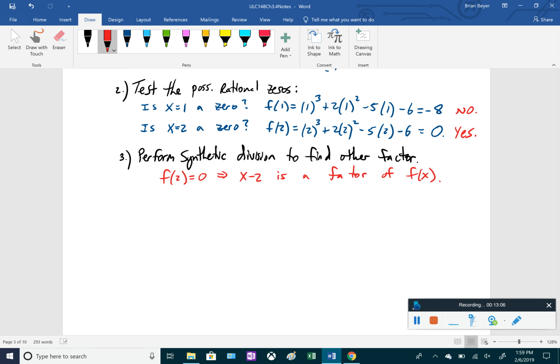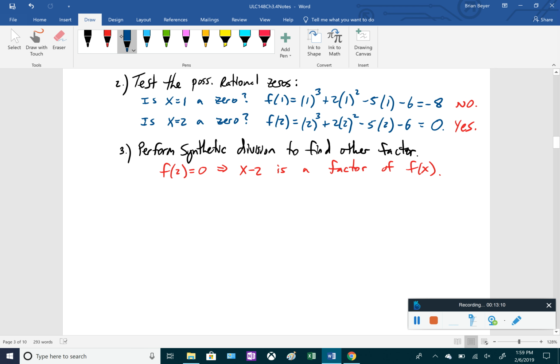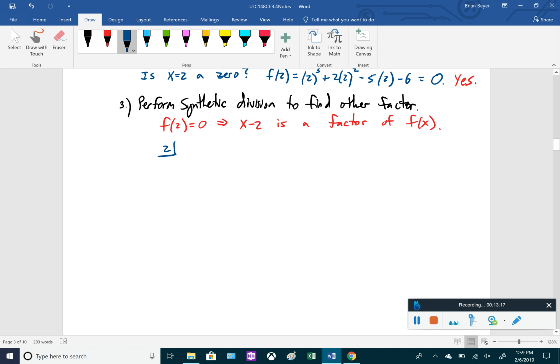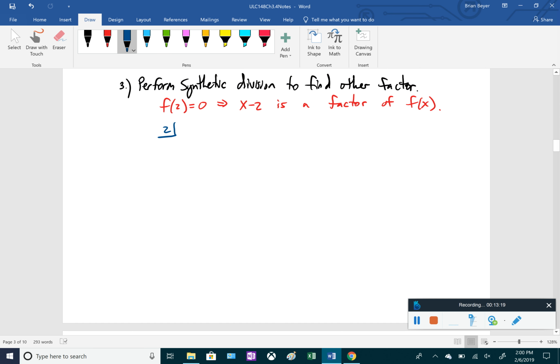Okay, so when we're doing synthetic division, we just use that 2. And we go back up to the function and write down the dividend. We write down all the coefficients. The coefficients are going to be 1, 2, -5, -6. Synthetic division: bring down the 1, multiply, add, multiply, add, multiply, add. And as usual, we should be getting a 0 for the remainder.